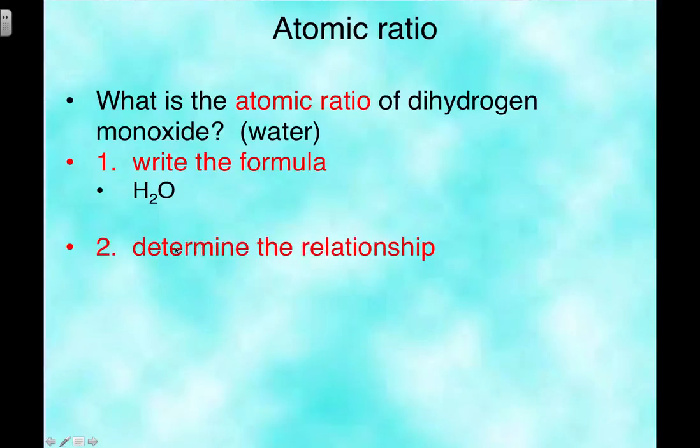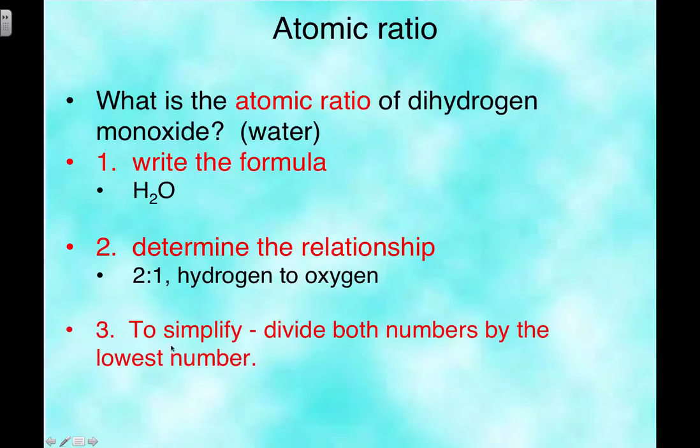Then you determine the relationship between the elements. In this case, we have 2 hydrogen to 1 oxygen. Notice the 2 goes first because it has to be in the order of the elements. And then to simplify, you would divide both numbers by the lowest number. And in this case, it would be a 2 to 1 ratio. And I mean, that's all it is.